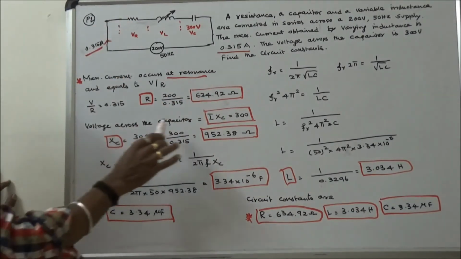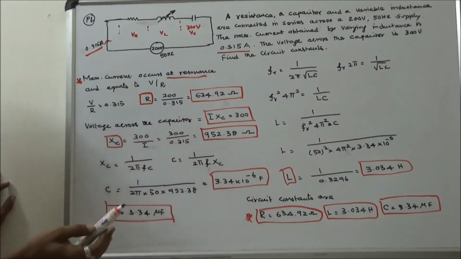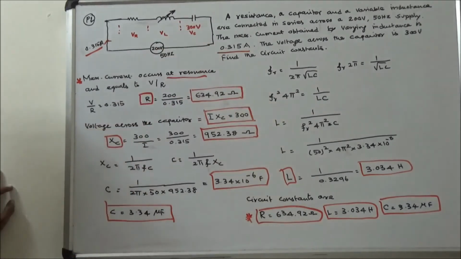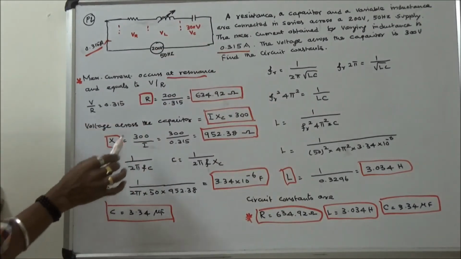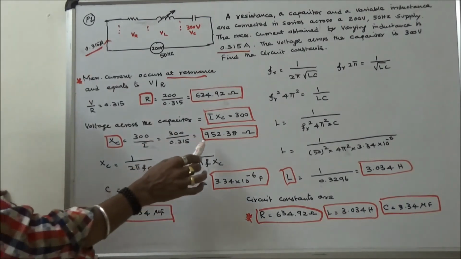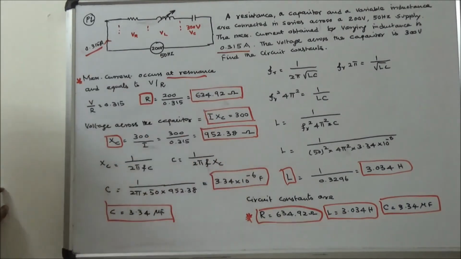Next, voltage across the capacitor is equal to I into Xc. That is equal to 300, given. I can calculate Xc. Xc is equal to 300 by 0.315, the current. That is equal to 952.38 ohms. That is the capacitive reactance Xc.